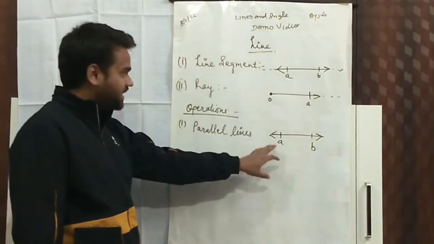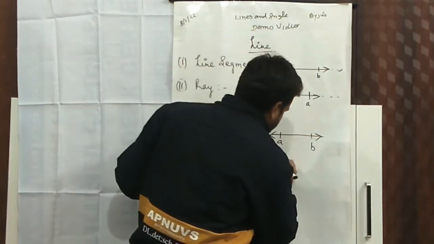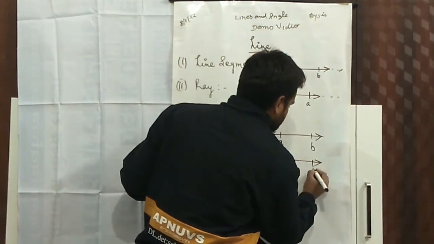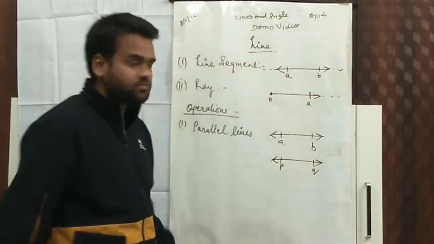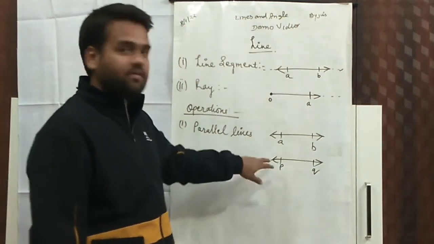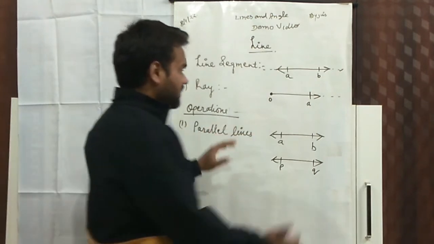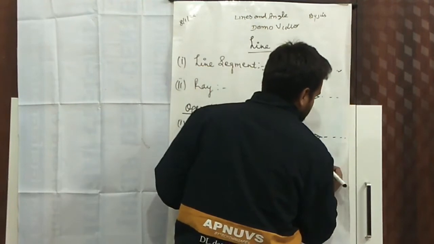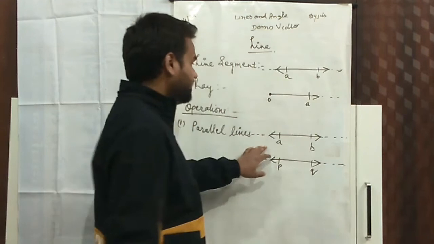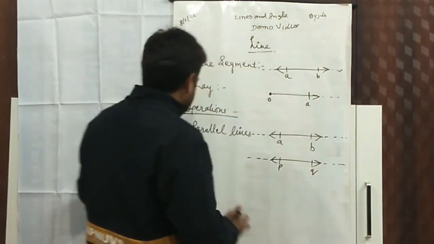We are going to learn parallel lines, how parallel lines can be drawn. The other line, we can name it as PQ. So these two lines are said to be parallel to each other because they do not intersect with each other even at infinity. Their nature should be parallel. Alright, the second thing.